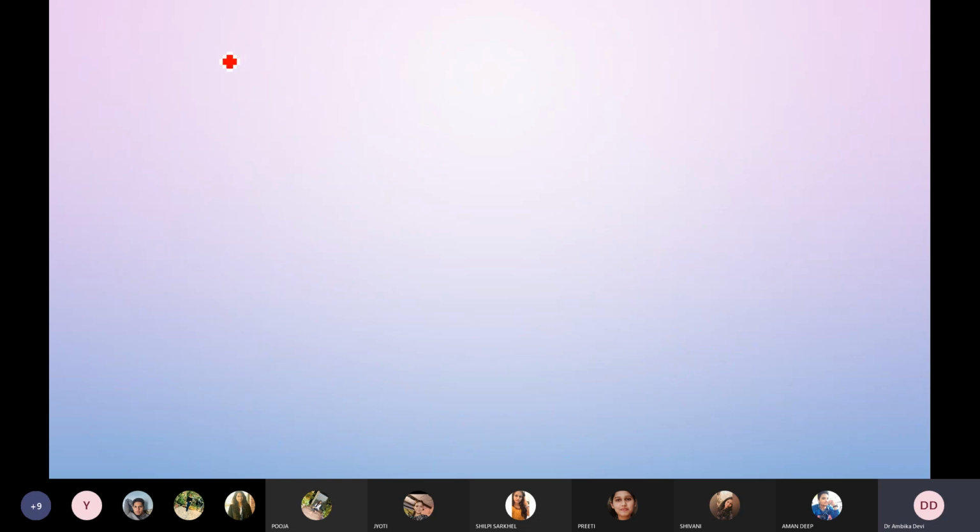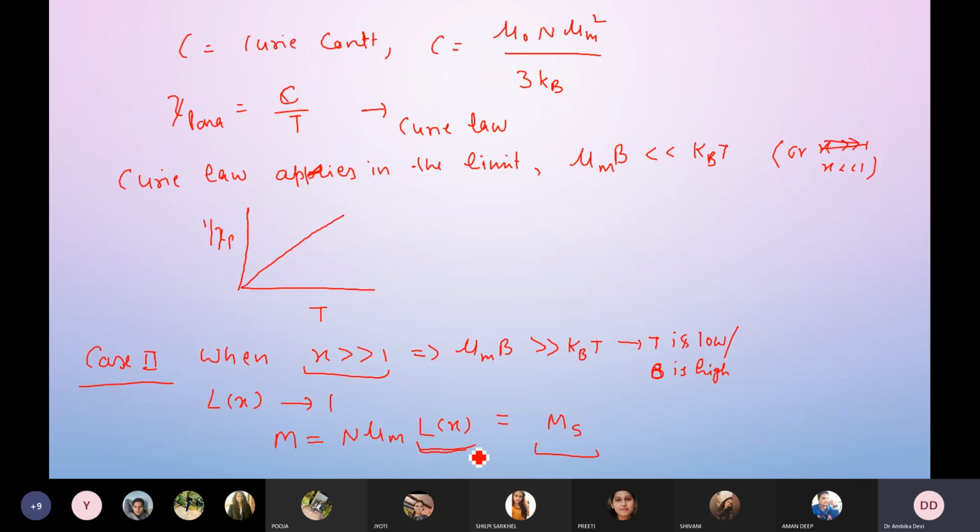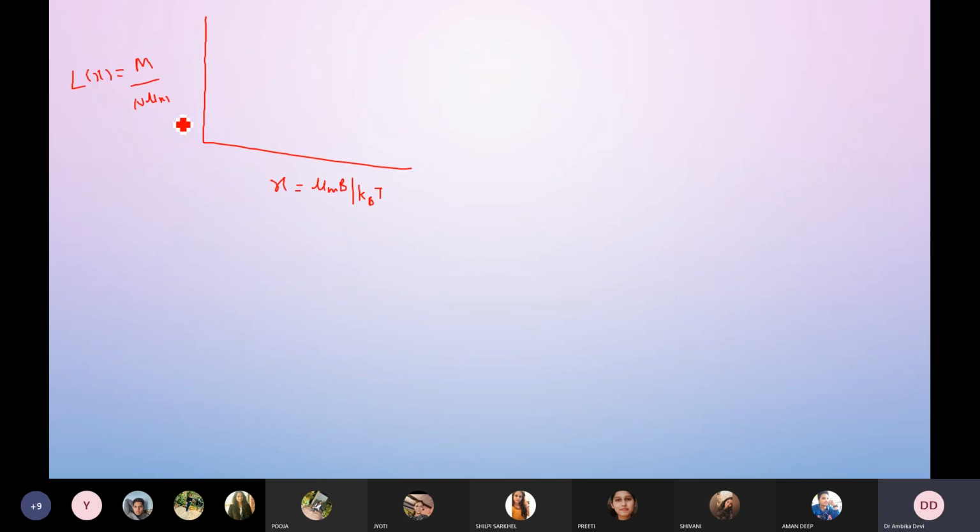If we plot a graph between x, which is equal to mu m B divided by kB T, and L of x, L of x is equal to what? M divided by n mu m, because if you see from this relation, you can say that L of x is equal to M divided by n mu m. Okay, this is the graph between x and L of x, right?